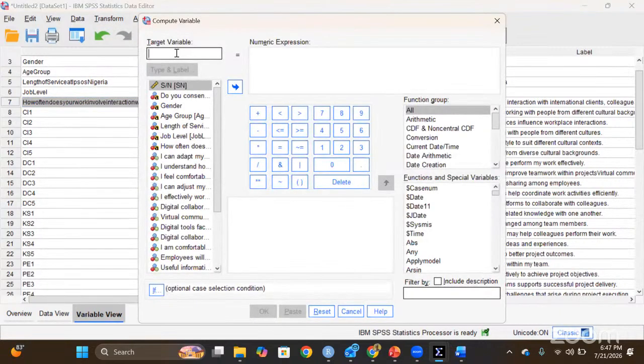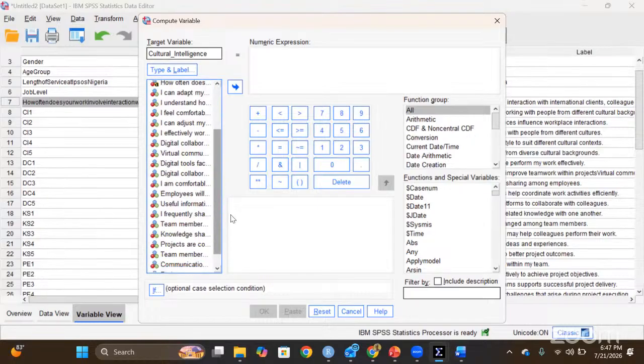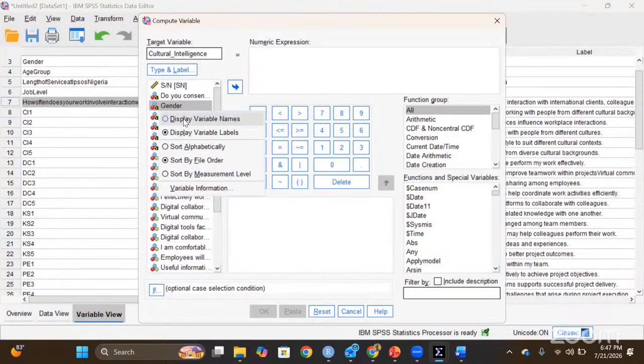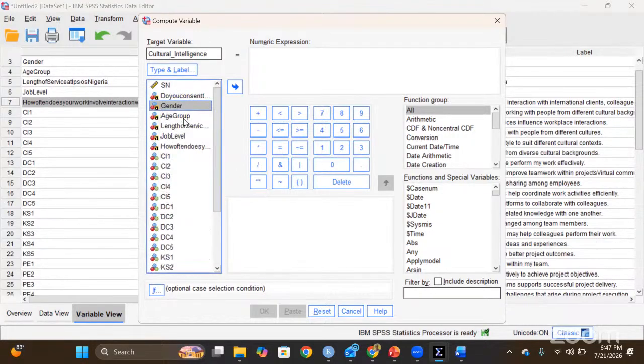So I'm going to write cultural underscore intelligence, or you write everything together, but underscore makes it sane. So what you do is, what SPSS will give you naturally is the labels, but you can right click and click on display variable names.